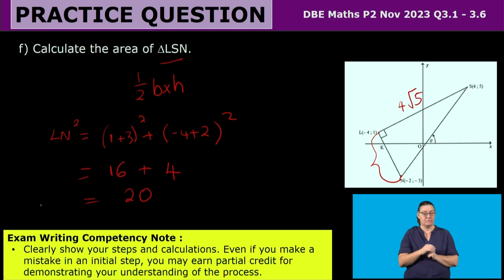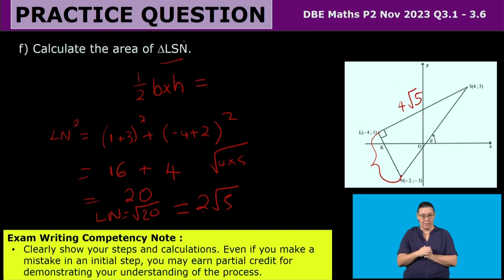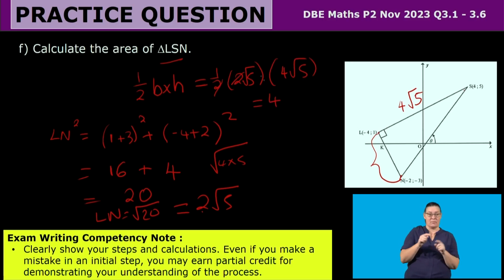So therefore Ln is going to be square root of 20, which is the same as saying 2 root 5, because 20 is 4 times 5, and when we simplify that, square root of 4 is 2. All right, so therefore my area of triangle LSN is going to be a half into 2 root 5 times 4 root 5, and the 2's cancel, so you end up with 4 times root 5 times root 5, that's root 5 squared, which is just 5. So it's 4 times 5, which is 20 square meters.